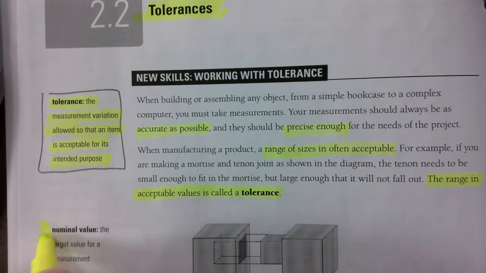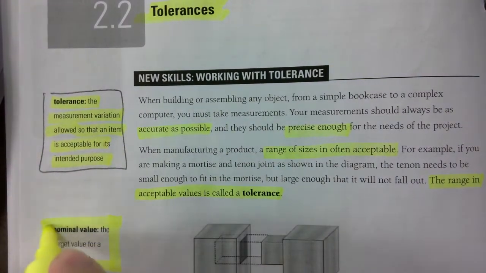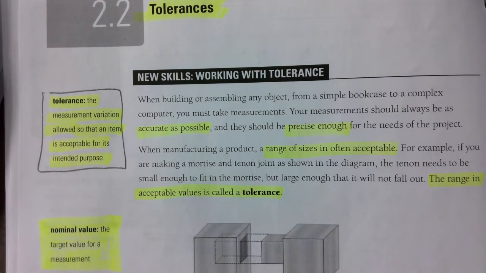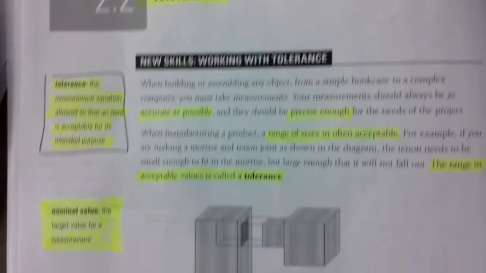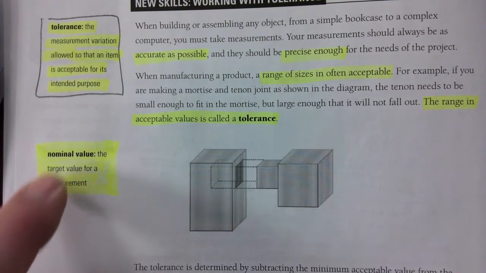And let's write this down. This is somewhat of a new word. Highlight this. Nominal value is the target value of measurement. Nominal is the target measurement. Okay. What we're aiming for.